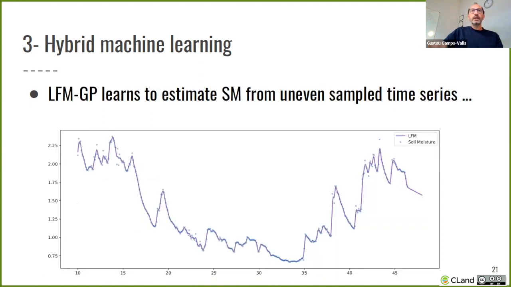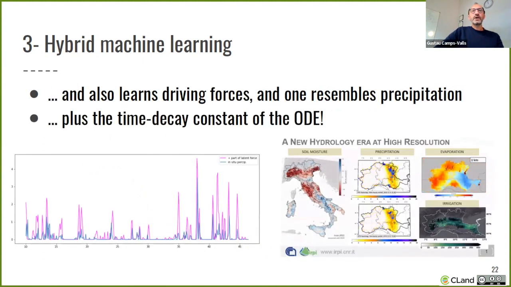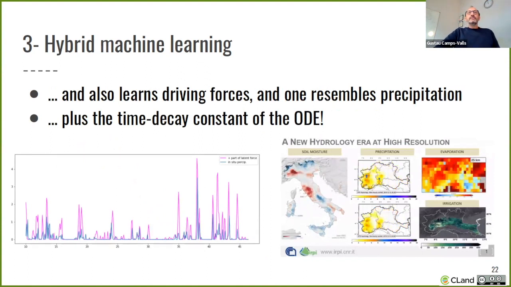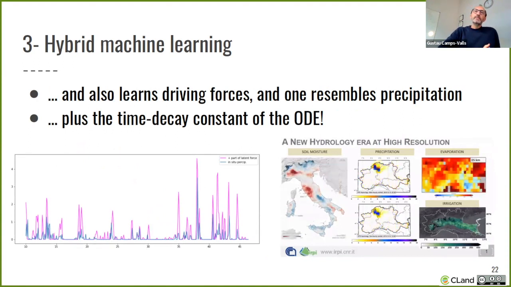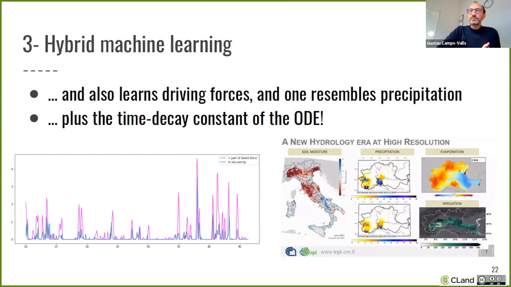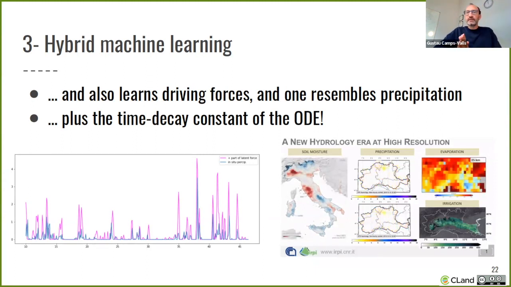So what happened? Well, the model can not only interpolate quite well, but extrapolate across sensors. That's good, and that was kind of expected. But what was more surprising is when you see on the left-hand side that we took a look at the latent forces. And the latent forces, basically the first one, is the pink one here. It resembles quite a lot the in situ precipitation, but note that this model never saw precipitation, never.